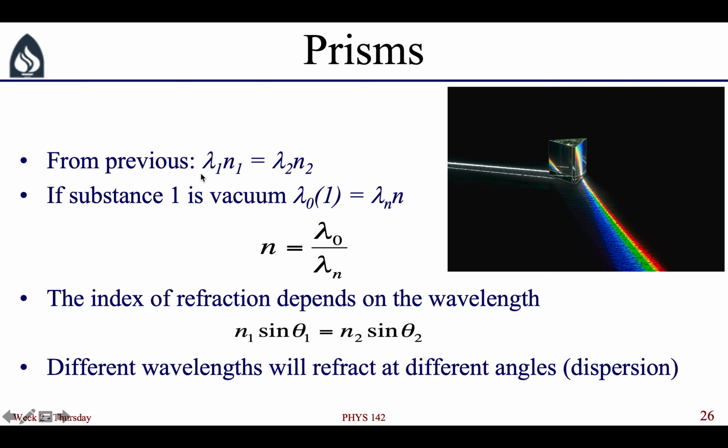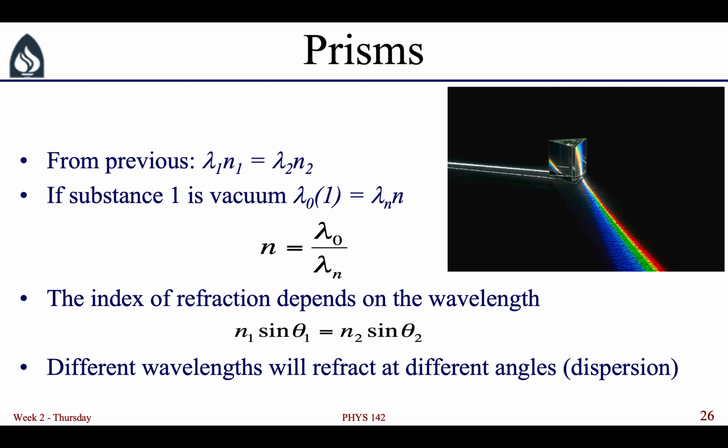Previously, we looked at this relationship where the wavelength times the index of refraction of one material is equal to the wavelength times the index of refraction of another material. And if material 1 is vacuum, then the index of refraction of vacuum is 1, and the wavelength in vacuum we represent as lambda naught. We can solve that to define the index of refraction as being the ratio of the wavelength in a vacuum divided by the wavelength of light in a material.